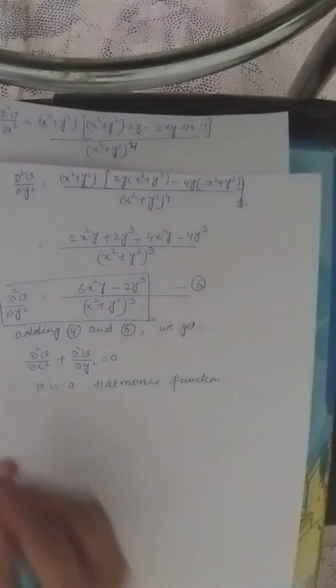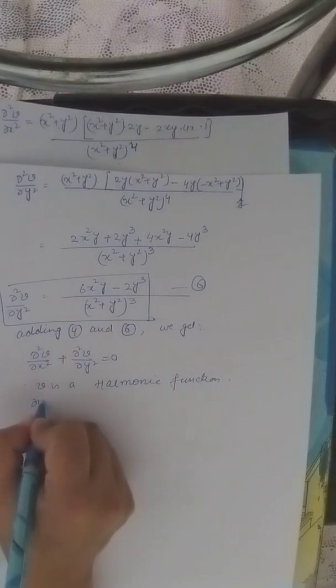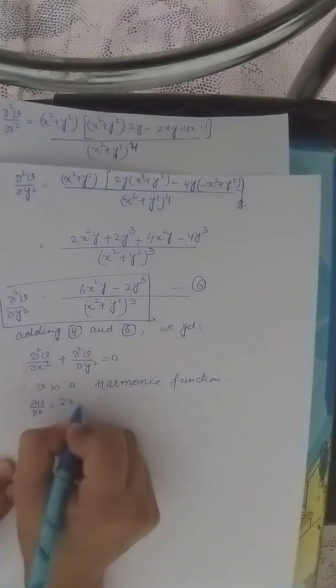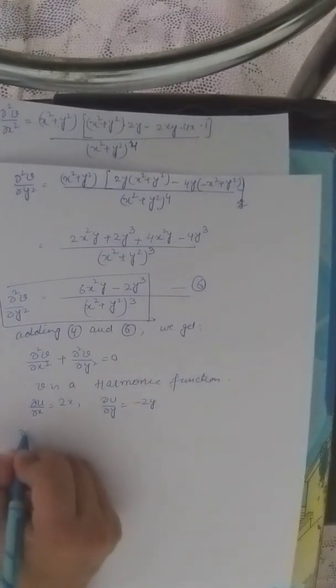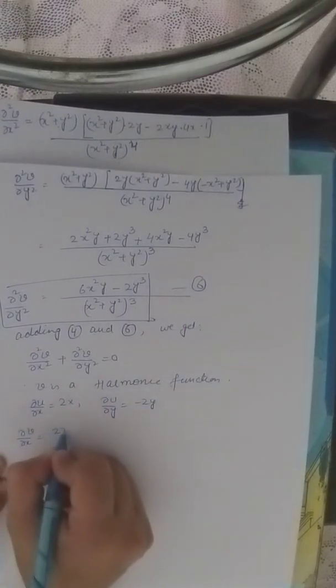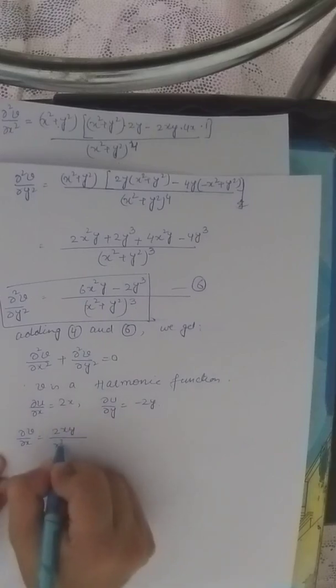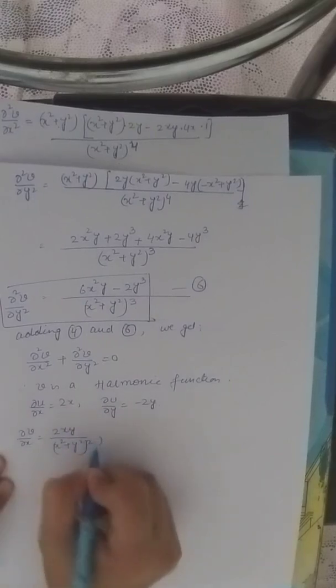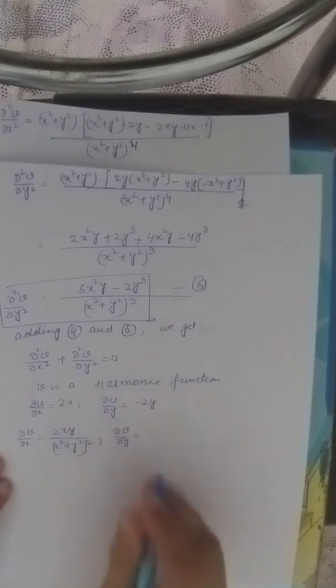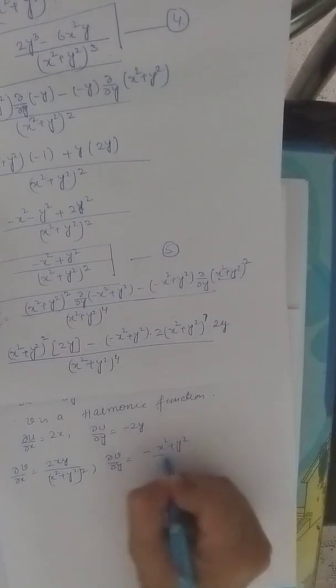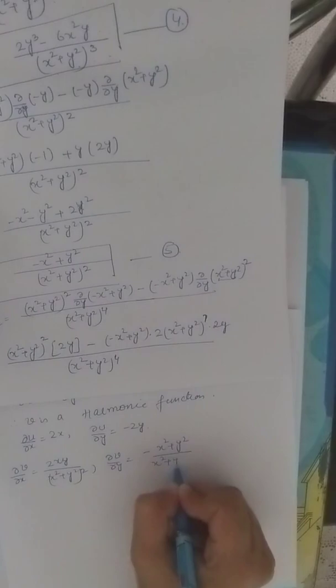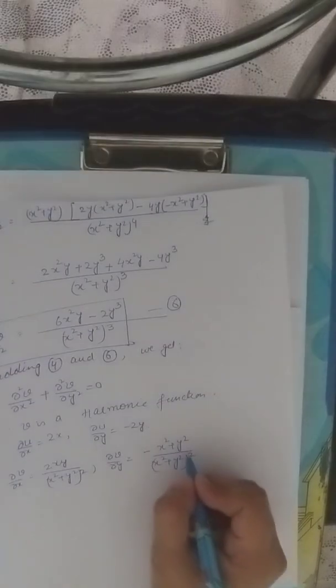V is a harmonic function. Now further we have found that ∂u/∂x is 2x, ∂u/∂y is -2y, ∂v/∂x is 2xy over (x² + y²)², and ∂v/∂y is -(x² + y²) divided by (x² + y²)².